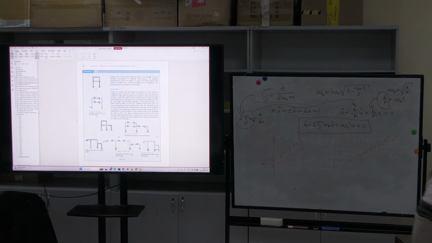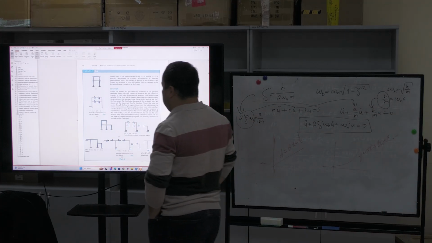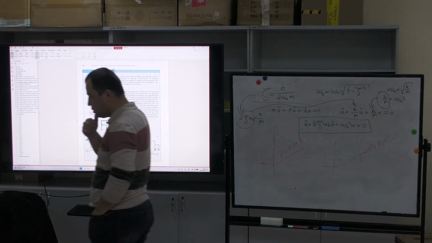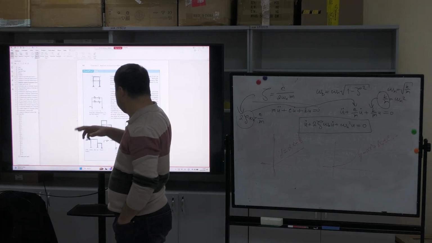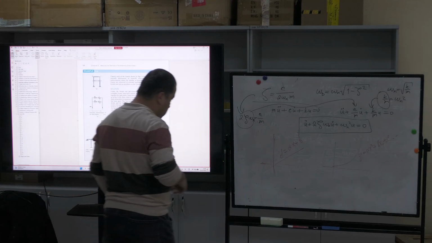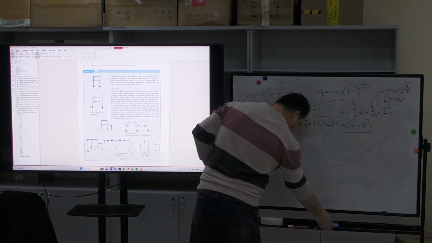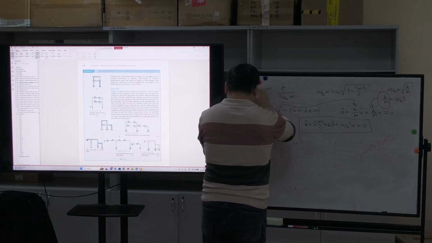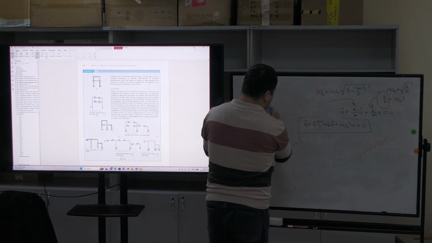Last week we discussed some tools, how to identify our system: is it determinable or not determinable? We will continue solving some problems, okay?